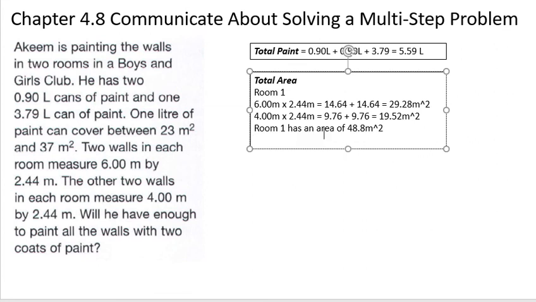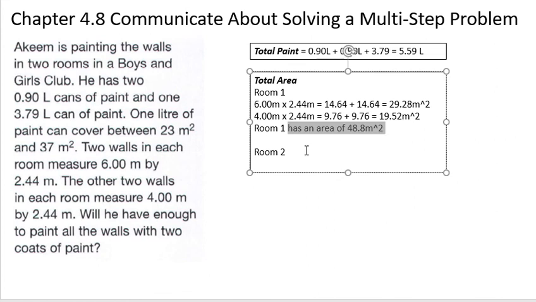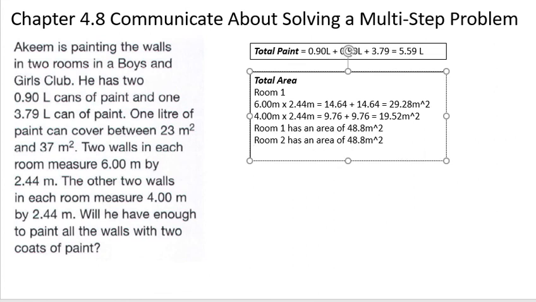However, there is another room, and that's room 2. The benefit here is that room 2 has the exact same area as room 1. They're identical, which we learned. So room 1 has an area of 48.8 meters squared. Room 2 has an area of 48.8 meters squared. So we could do 48.8 times 2, which is 97.6. So the total area is 97.6 meters squared. So that's the total area of the two rooms.